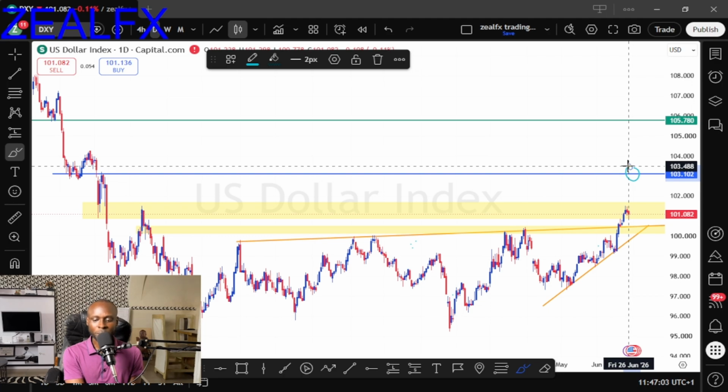But we can't just jump in because we see a breakout from these major levels. We need price to react to a key level that might trigger the next big move for the dollar index.